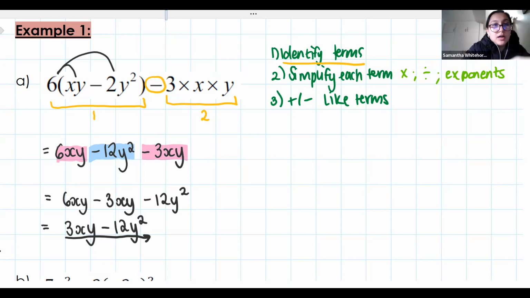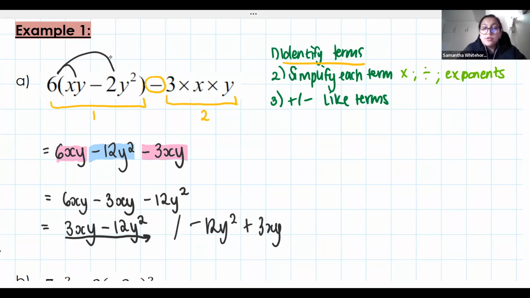If you wrote your answer in the reverse order, so if you wrote this as minus 12y squared plus 3xy, that's absolutely fine as well. You've got the correct terms with the correct signs. The order is different, but it means the same thing. So no problems at all.